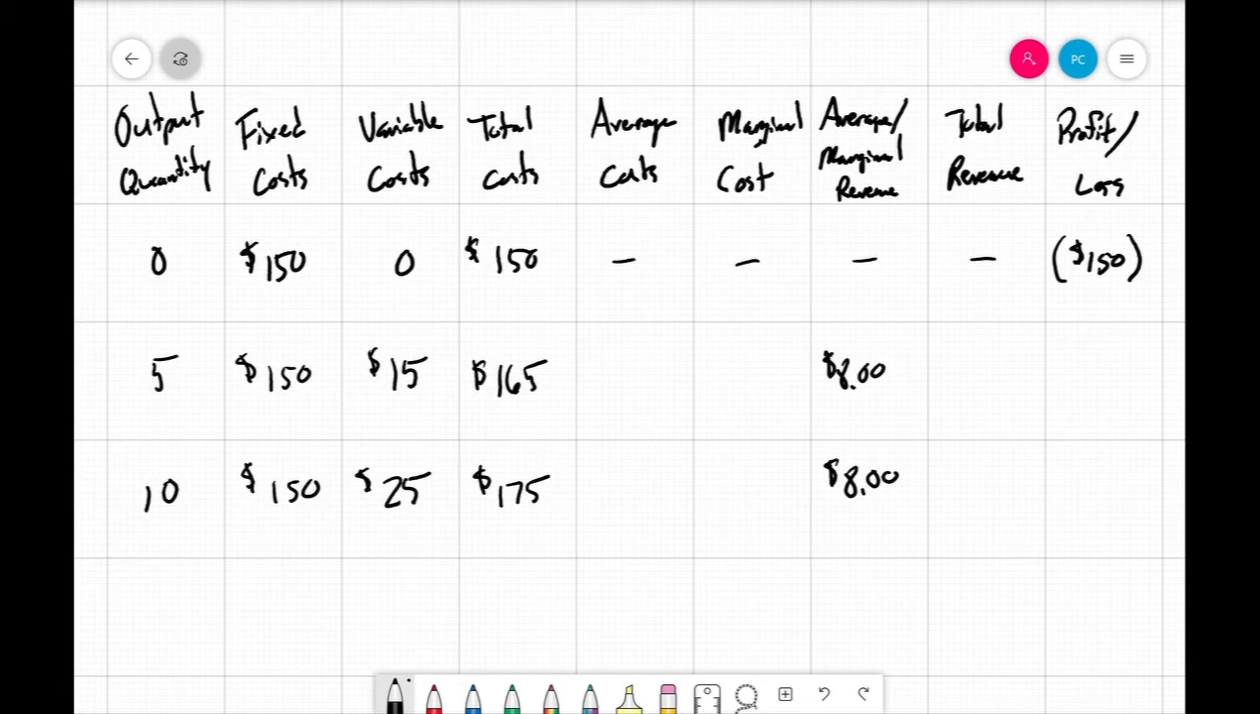Your average costs, you're going to take your total costs and divide them by your total output. You're going to take 175, which is now your total cost, and divide it by 10, right? So you're going to get $17.50 for your average cost per unit here with 10.